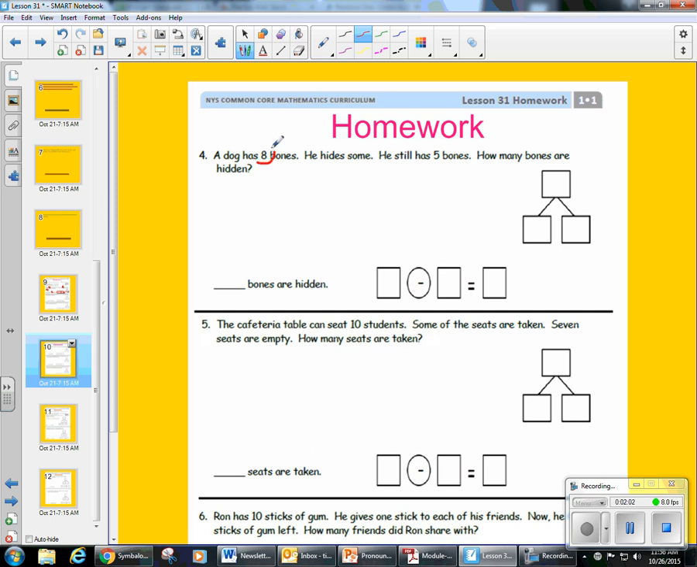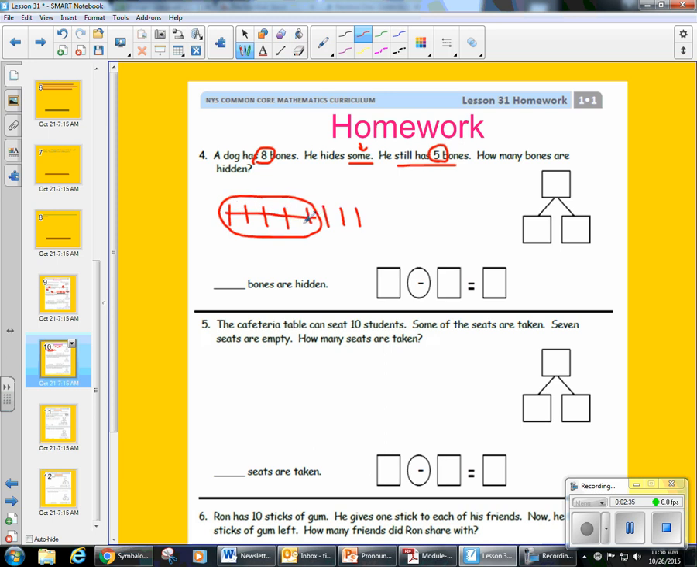So if a dog has 8 bones, he hides some. He still has 5. We need to know how many he hid. By the word some, we know that we don't know that number. So we're going to draw a picture first, which is 8. 1, 2, 3, 4, 5, 6, 7, 8 bones. Started with 8 bones. He still has 5 at the end of the story. We know about that 5, so we're going to circle that 5, or the students can cross out that 5 because we don't need to know about it anymore.